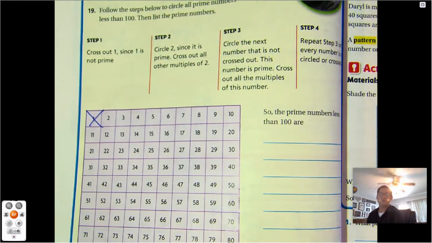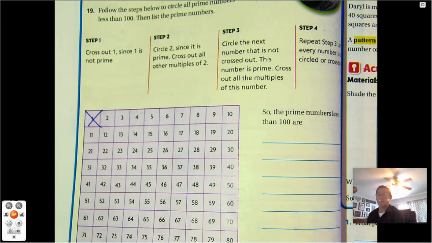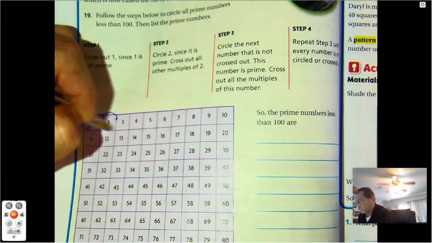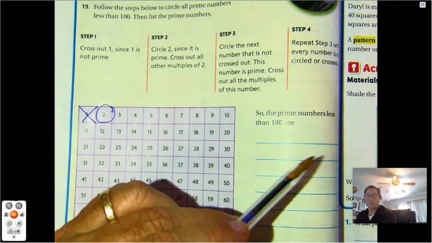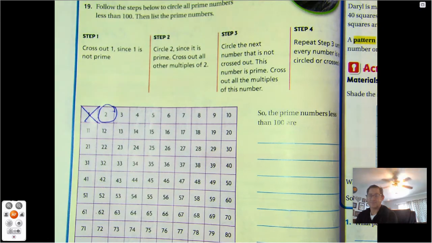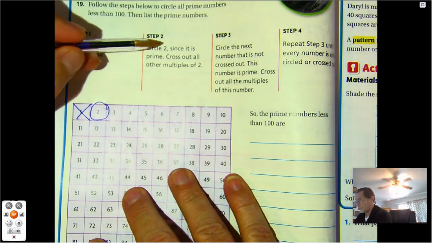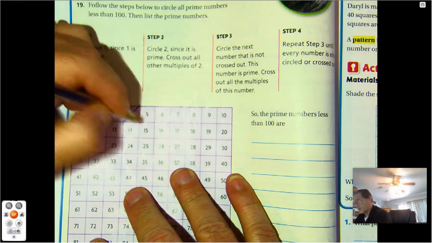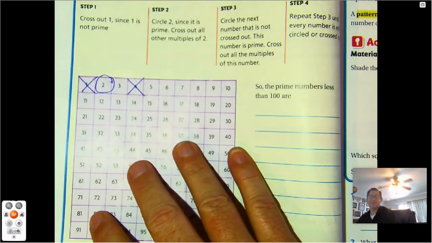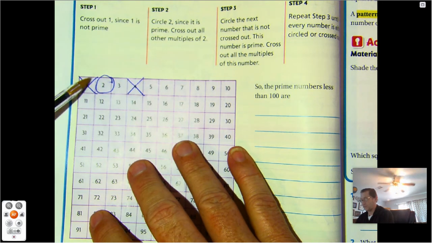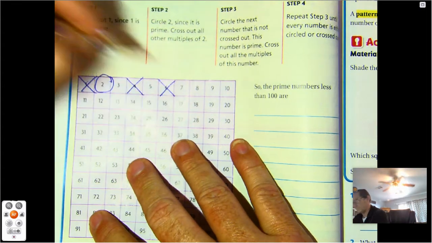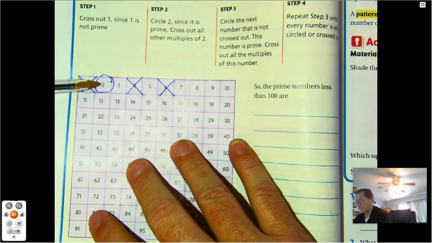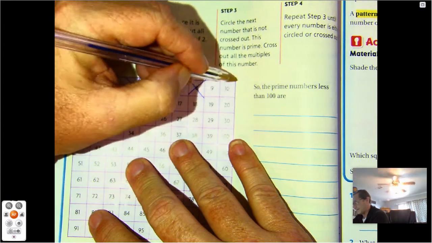Oh, that would make sense because 2 is going to be a factor of that multiple. Cross out all the other multiples. So 4 is not prime because it has factors of 1, 2, and 4. Okay, 6. So we're just finding multiples of 2: 2, 4, 6, 8, 10, 12, 14, 16, 18, 20.